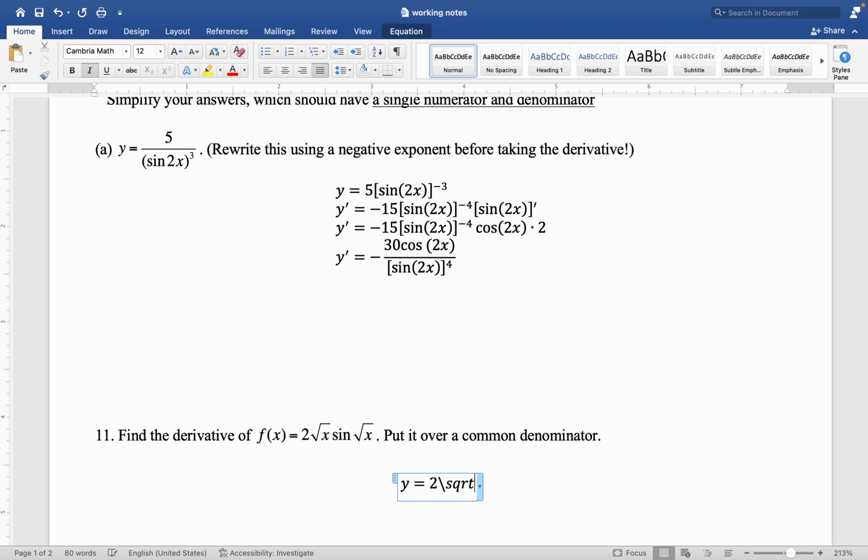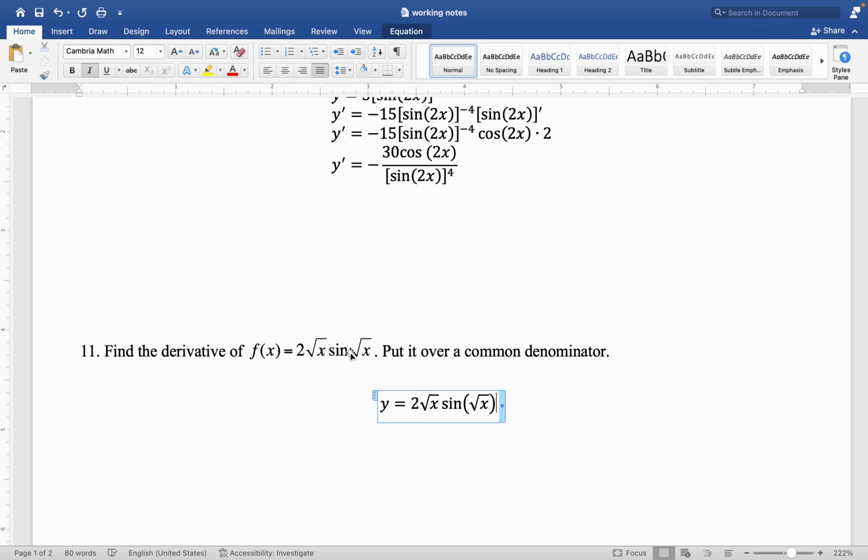So what I've got is y is equal to 2 square root of x times sine of square root of x. Again, they didn't use parentheses on this sine function here, but I'm going to add them just to make it extra clear, sort of where the inside and outside are.